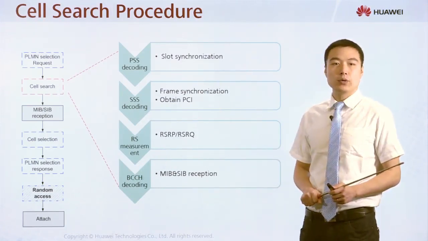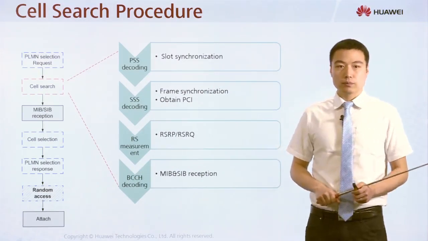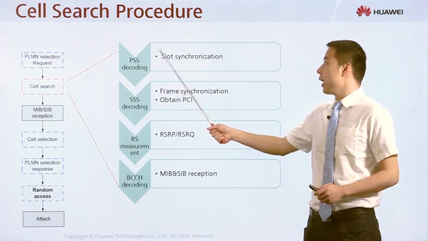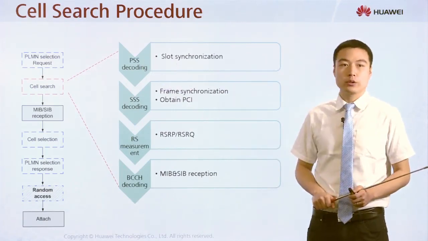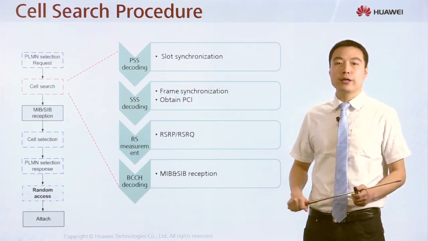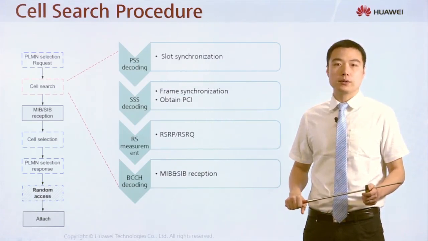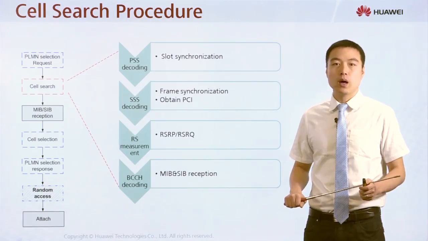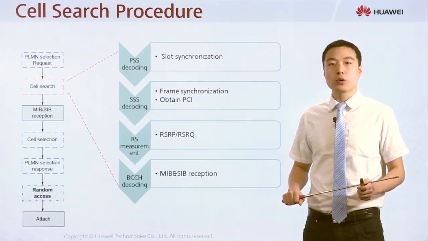The PSS decoding here means UE will read the primary synchronization signal and perform the slot synchronization. Slot synchronization means UE wants to find out the start point of one slot, at which moment one slot starts. By the way, in the LTE system, one frame equals 10 milliseconds, one slot equals 0.5 milliseconds, and in one frame we have 20 slots.